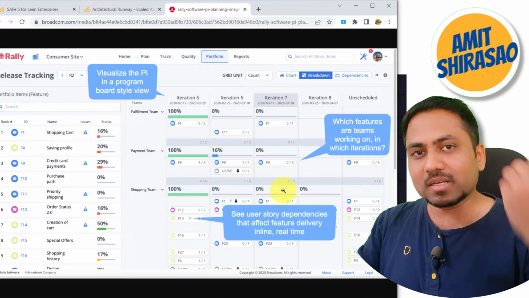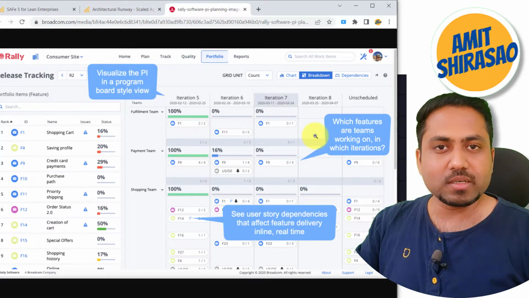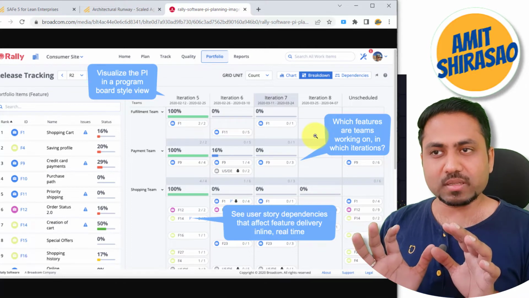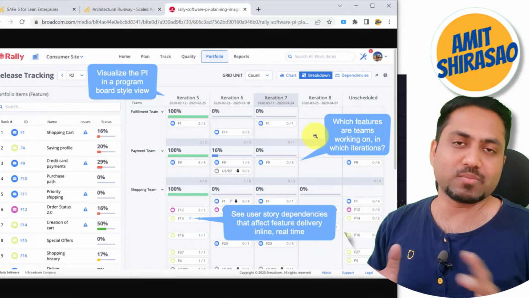Same thing every other team is going to do. So if you are doing it, everyone knows that your team has picked up that story. So people won't pick up the same story again.